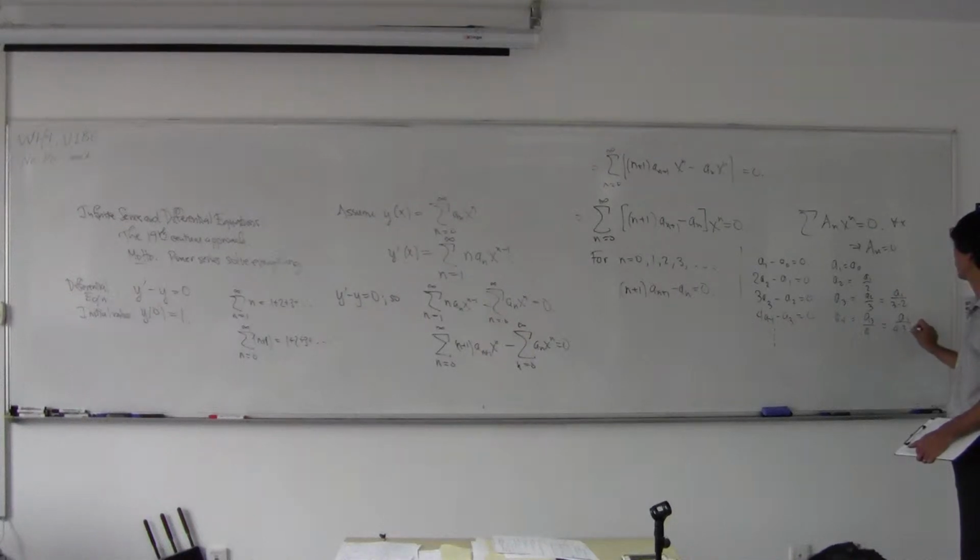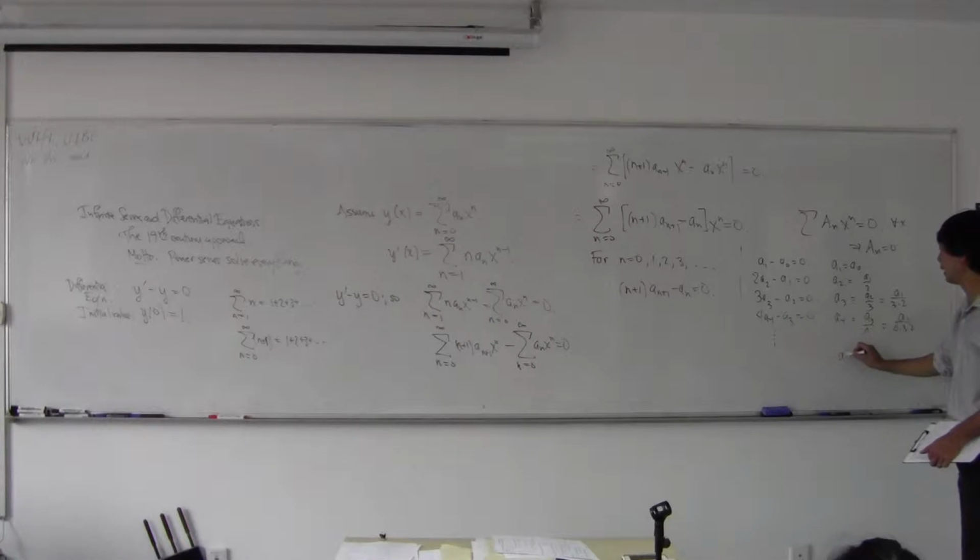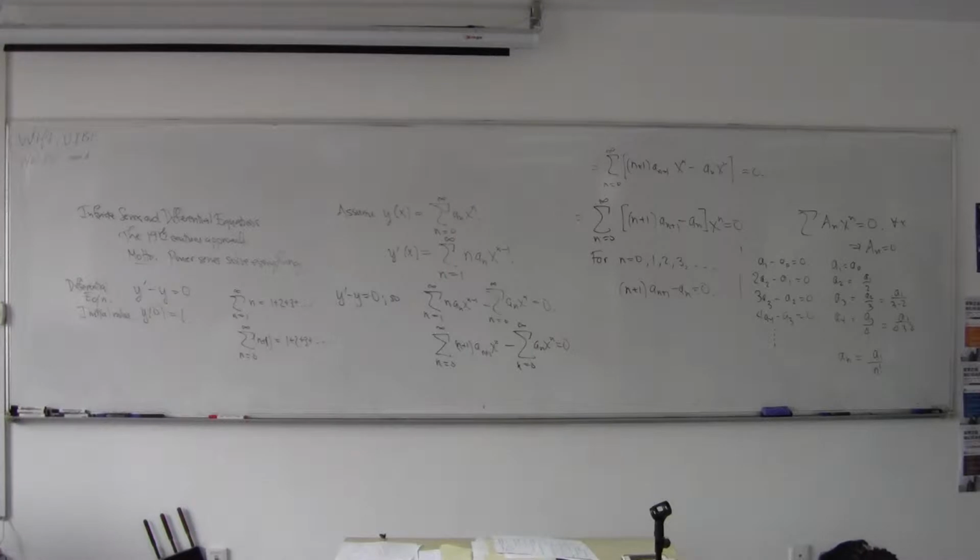over 4 times 3 times 2. Right? And you see what happens. a_n is actually a_1 over n factorial. a_n is a_1 over n factorial.